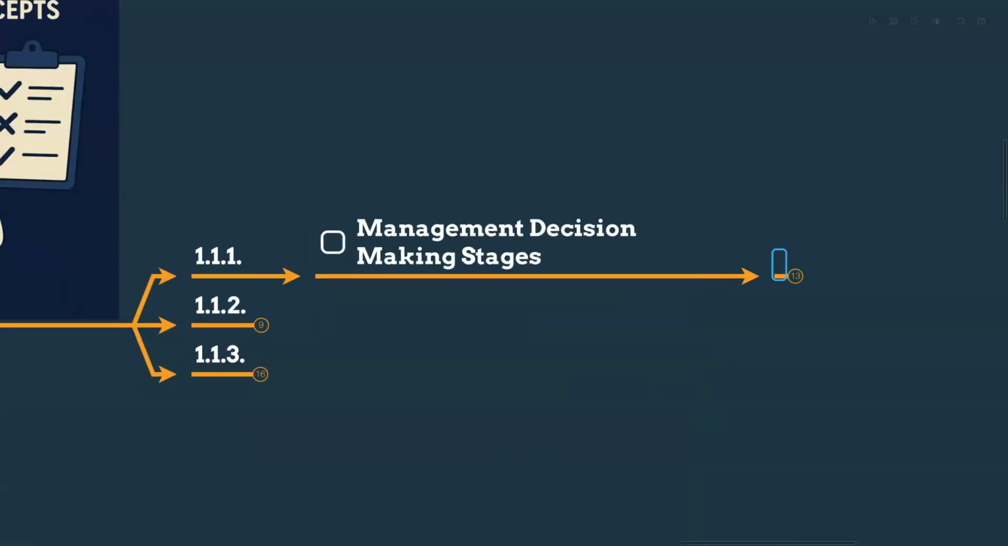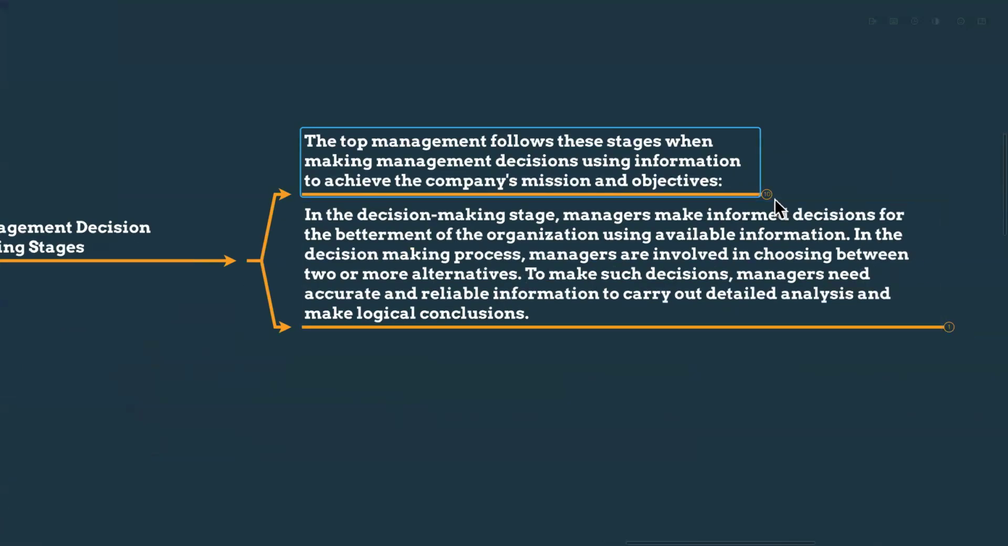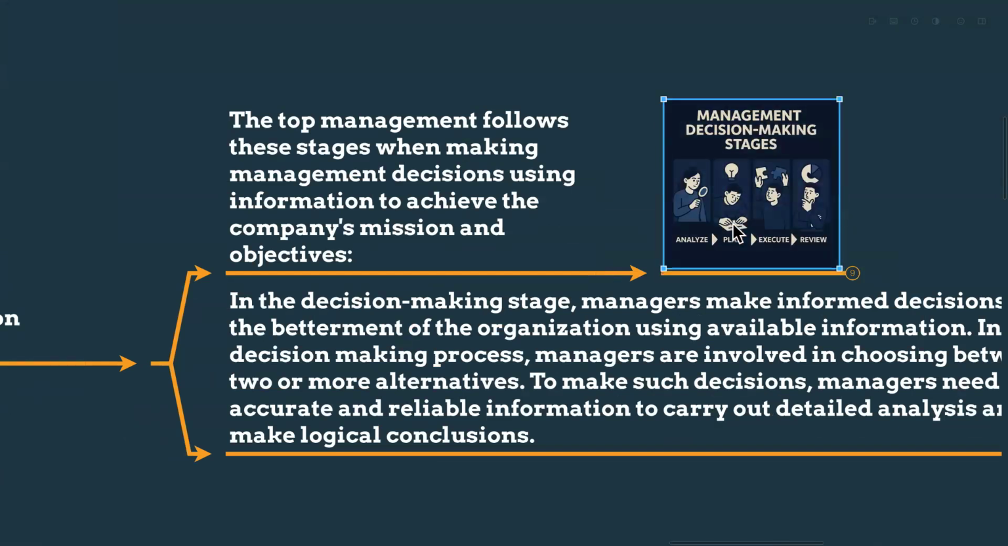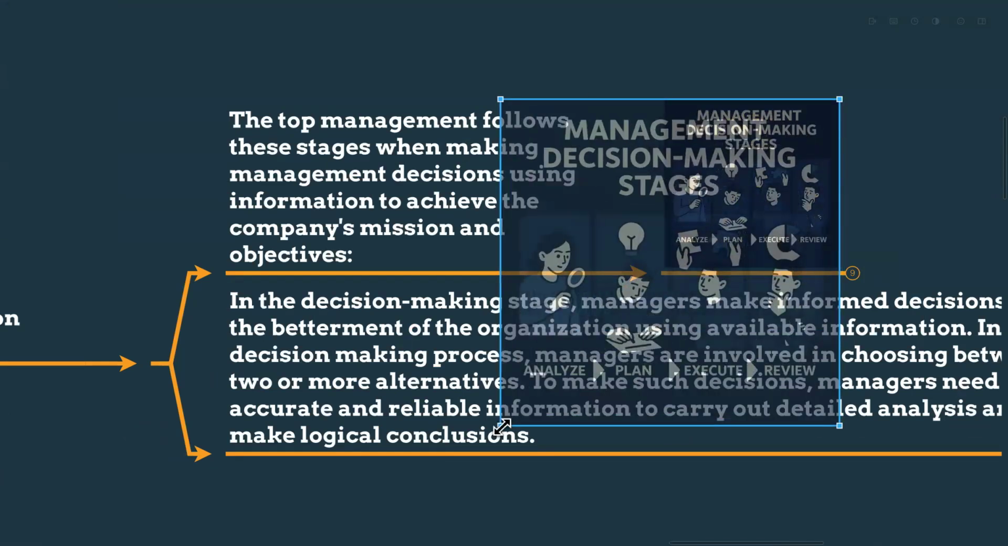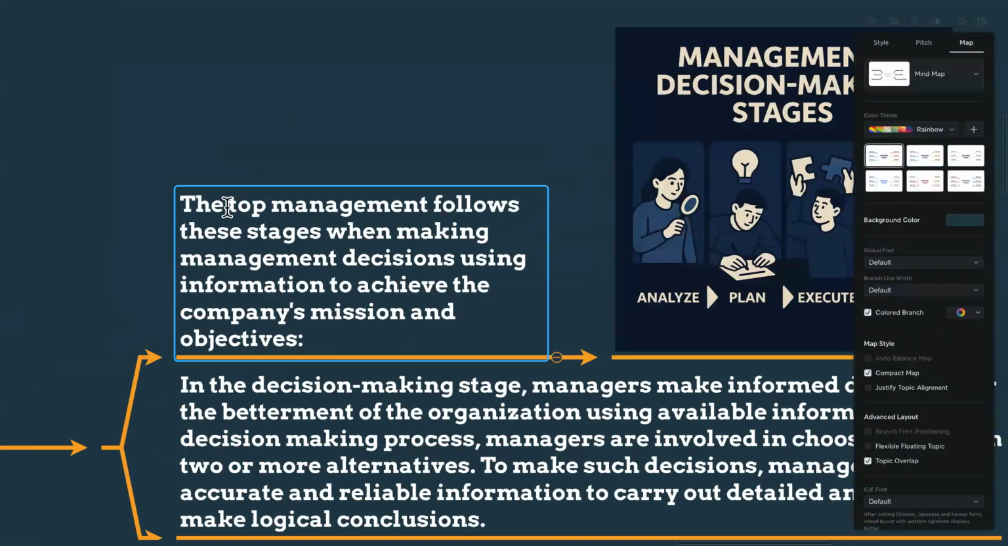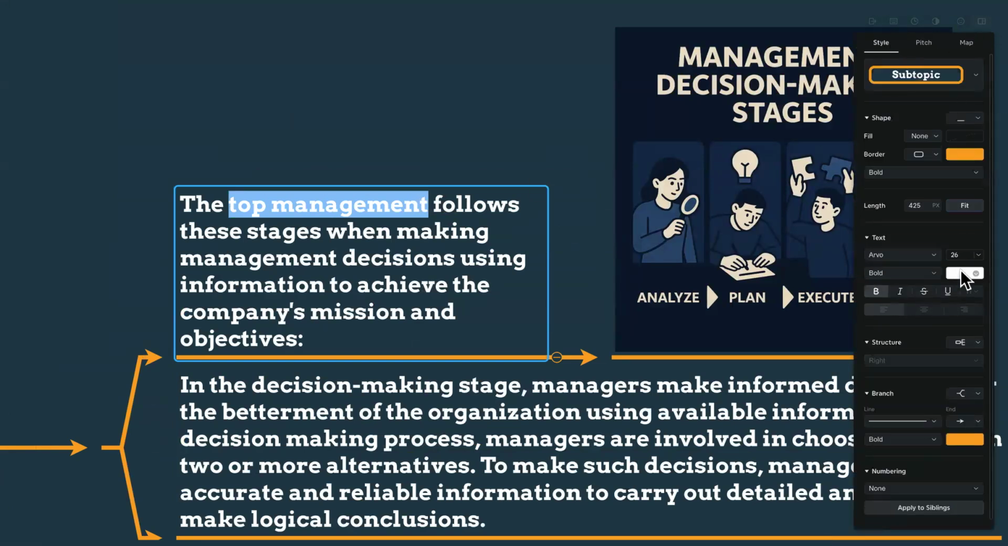So in management decision making, there are stages. So the top management follows these stages when making management decisions using information to achieve the company's mission and objectives. So we are talking about the top management people, not the lower level or middle level. They follow some stages when making the management decision using the information.